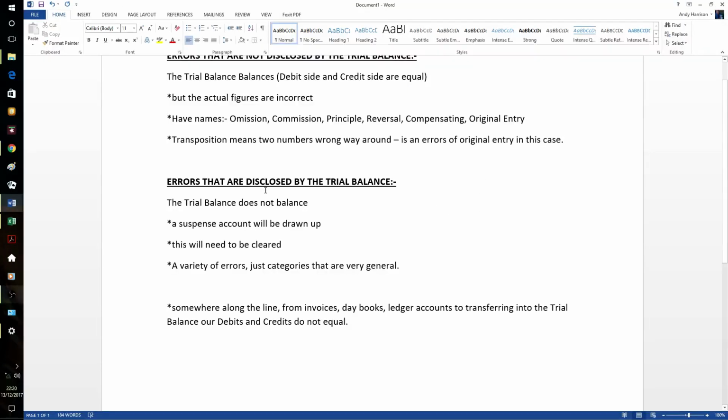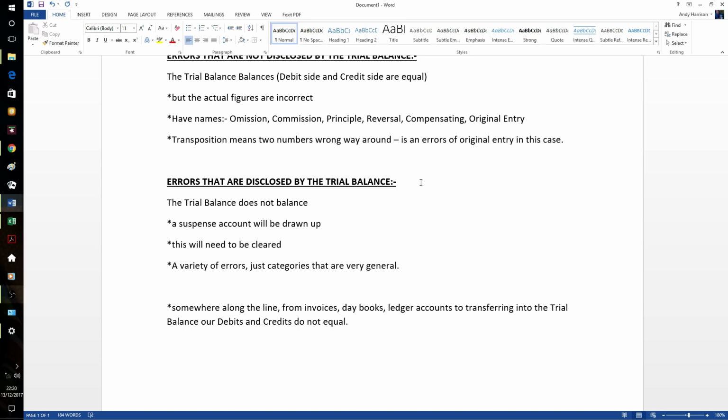Accounts people, time to go back to errors, but now we're going to focus on the ones that are disclosed by the trial balance. This means that the trial balance doesn't balance. Debit and credit sides are different. We will need to draw up a suspense account and then clear it.